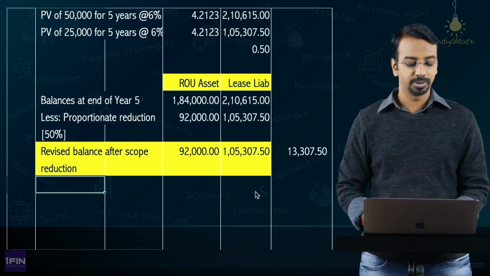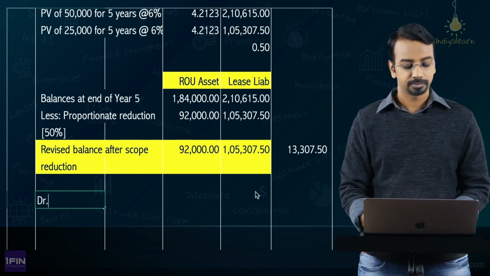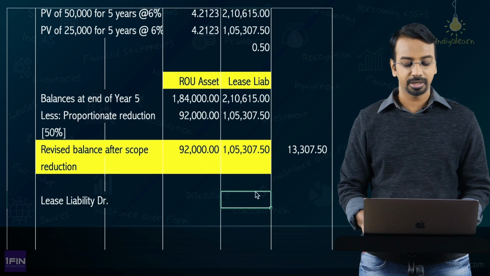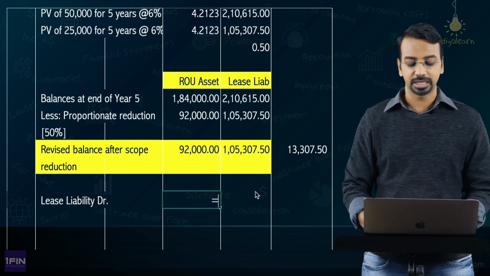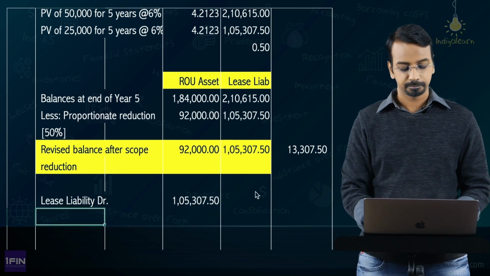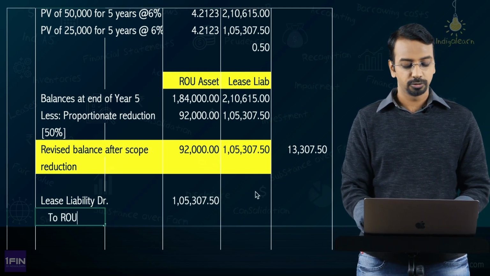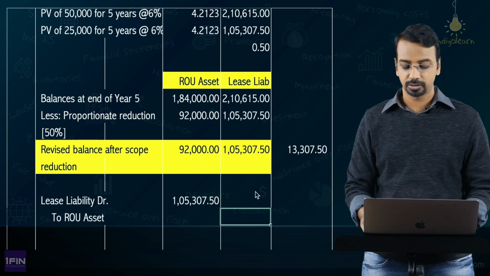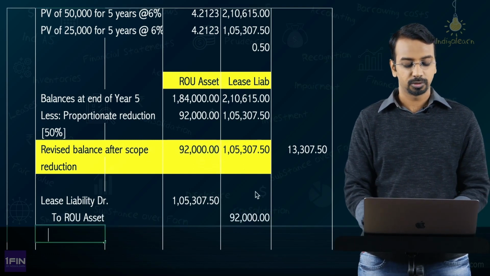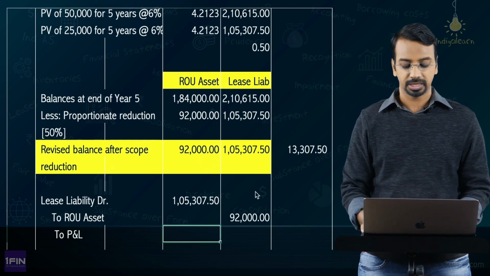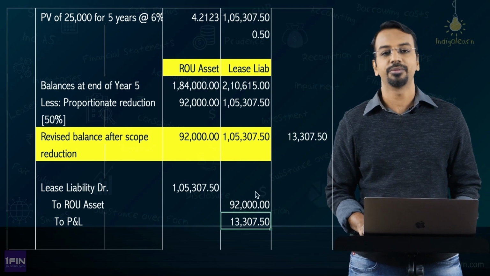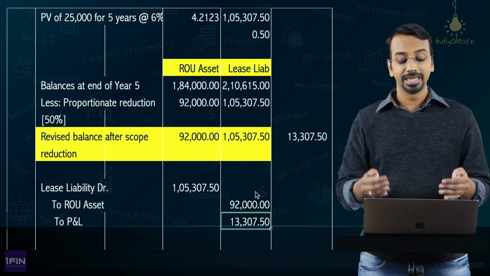So the entry will be debit lease liability. Why lease liability debit? Because you have to reduce the liability, 1,05,307.5, to ROU asset, because right of use asset balance also has to be reduced, 92,000 and the balance will go to P&L, that is 105 minus 92, 13,307 will go to the P&L, right. This is the first part.